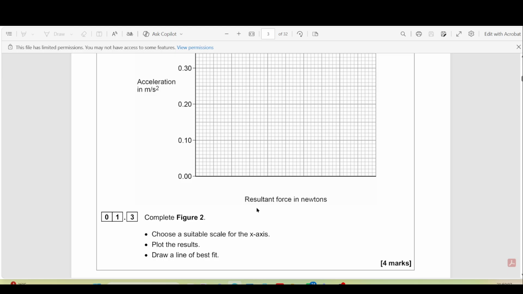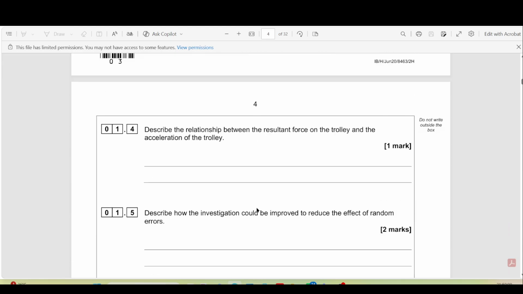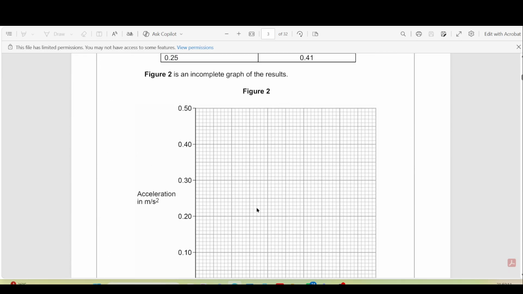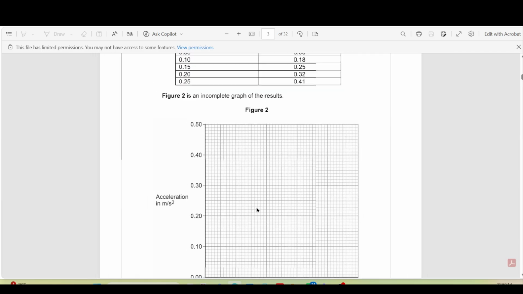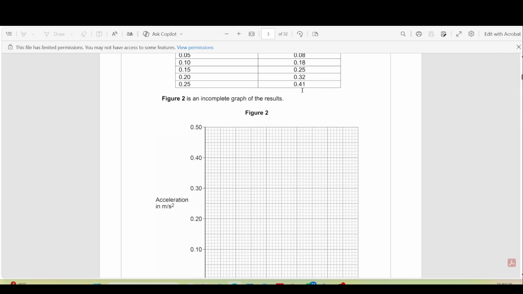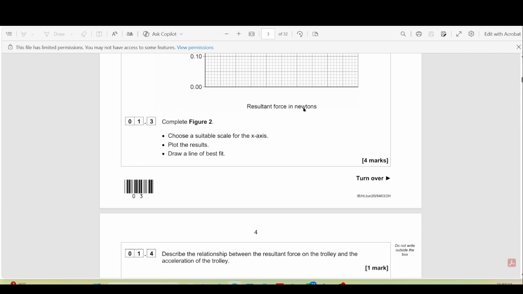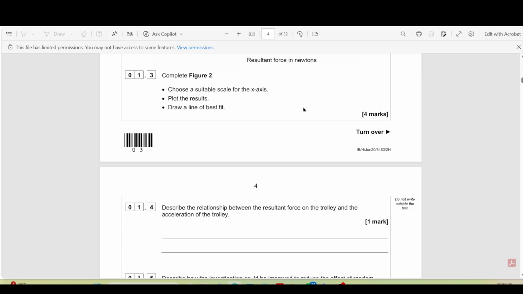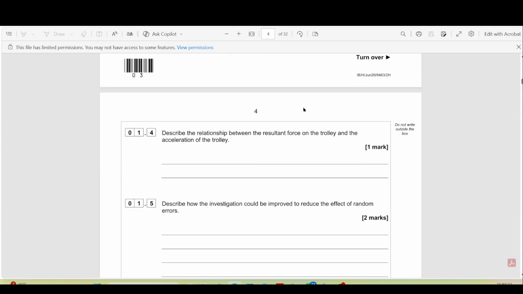Then 0.18, which is right here. 0.25, which is right there. 0.32, which is right here. 0.41, which is right here. Put the results and draw a line of best fit.